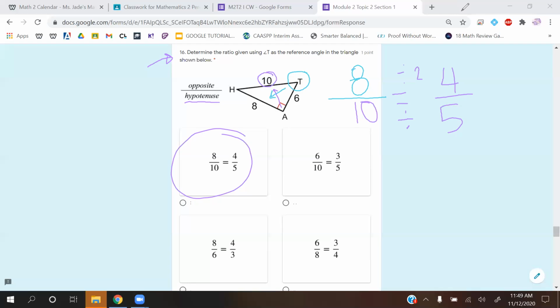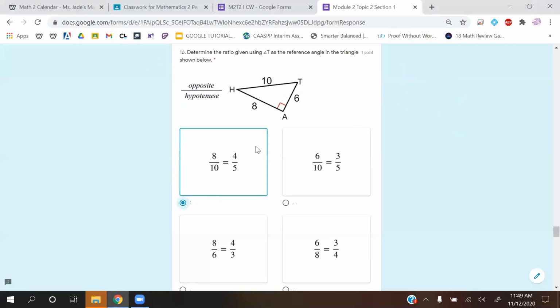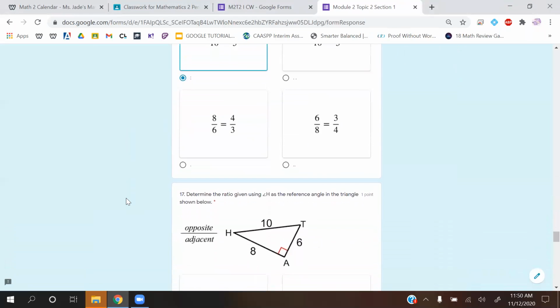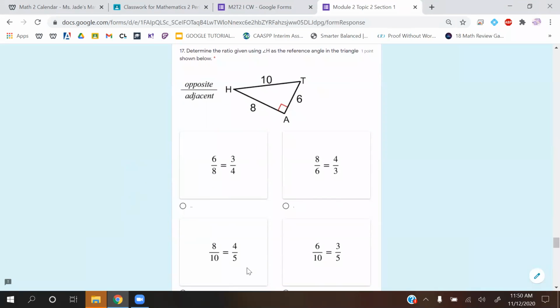Number 17, I think, would be like 6/8. All right, let's take a look. Let's do it together. So let me annotate. Determine the ratio given using angle H as our reference angle in the triangle shown below. So they want the opposite side on top first. So the opposite side, you said 6, you are correct. And then we want the adjacent side on the bottom, which is 8. Good job. So we didn't have to care for our hypotenuse, so we don't have to deal with the 10.